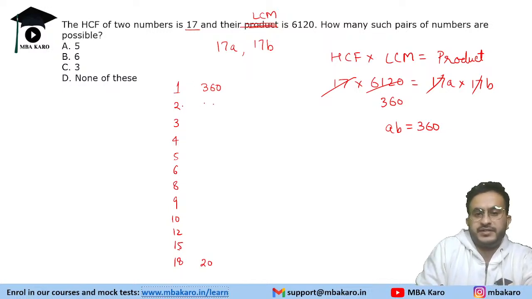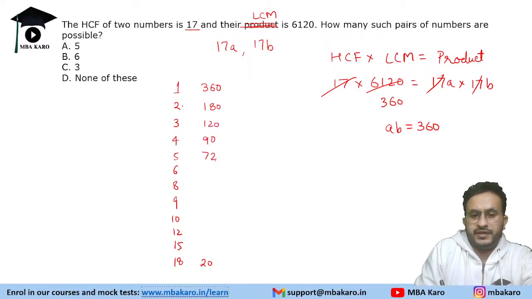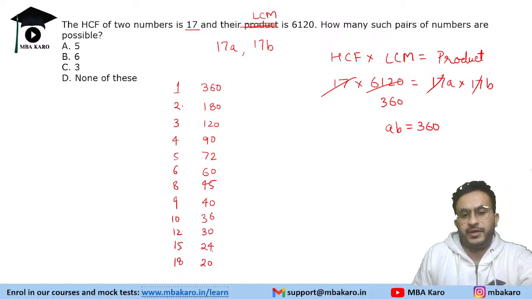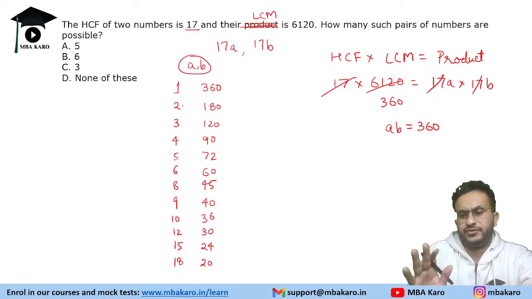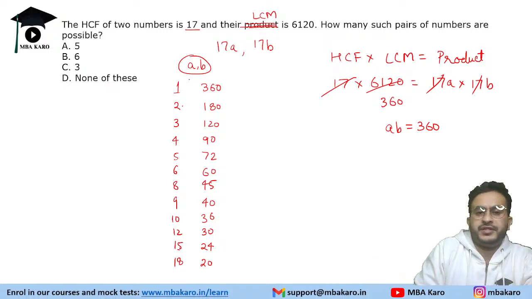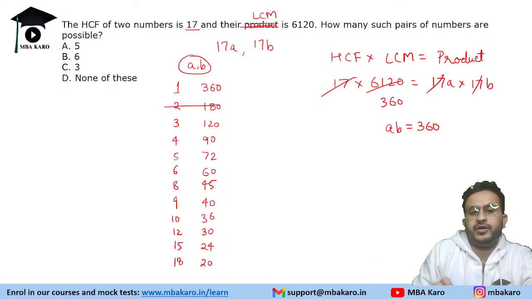So divide 360 by 2, it is 180, 120, 90, 72, 60, 45, 40, 36, 30 and 24. Now these are the values of A and B in any particular order. It does not matter, order is not important. Now we need to see they should not have any common factor. For example, we will not take 2 and 180. Why? Because if you take 2 and 180 as A and B, what will the numbers be? The numbers will be 34 and 180 into 17.